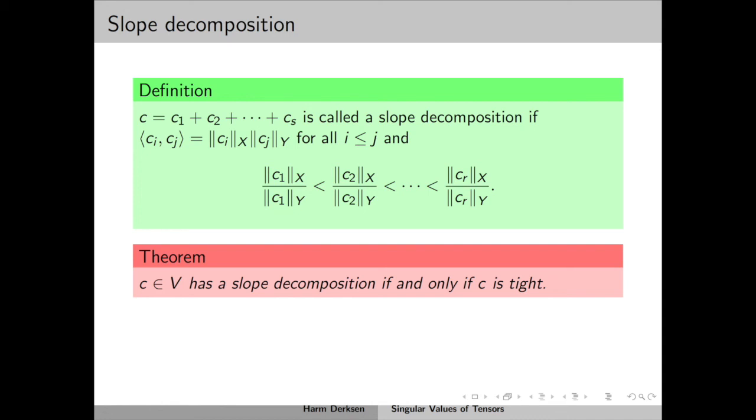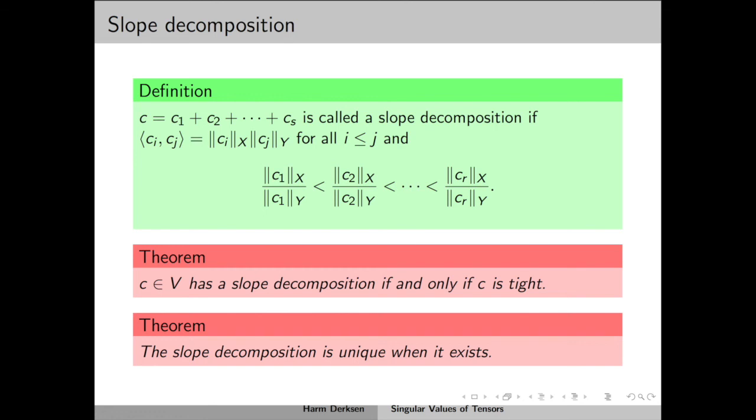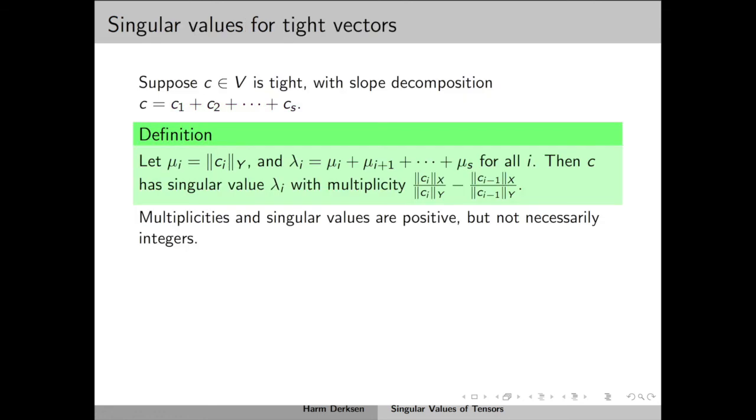In the example of a tensor that has a diagonal singular value decomposition, from that you can also deduce a slope decomposition. But the slope decomposition can actually be defined more generally. So even in the case of tensors, some tensors may not have a diagonal singular value decomposition, but they might still have a slope decomposition. It's quite nice, it's unique if it exists. And if you have a slope decomposition, from the slope decomposition you can define singular values with multiplicities.